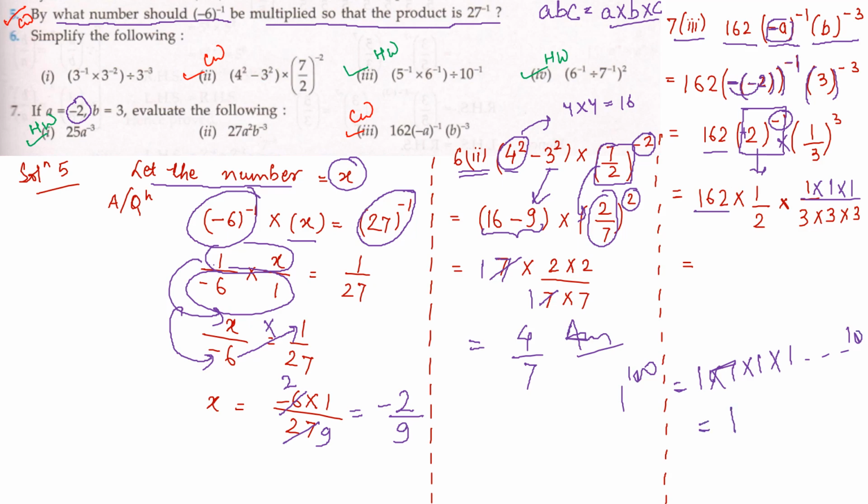So 162 into 1 by 2 into 3 into 3 into 3. So these things can be cancelled. 3 ones are 3. 3 5s are 15 and 3 4s are 12. Again 3 ones are 3. 3 ones are 3 and 24 is 8 times. 3 ones are 3, 6 times. So now it is 6 by 2. So it is equal to what? 2 ones are 2, 3. So that is 3, the answer.